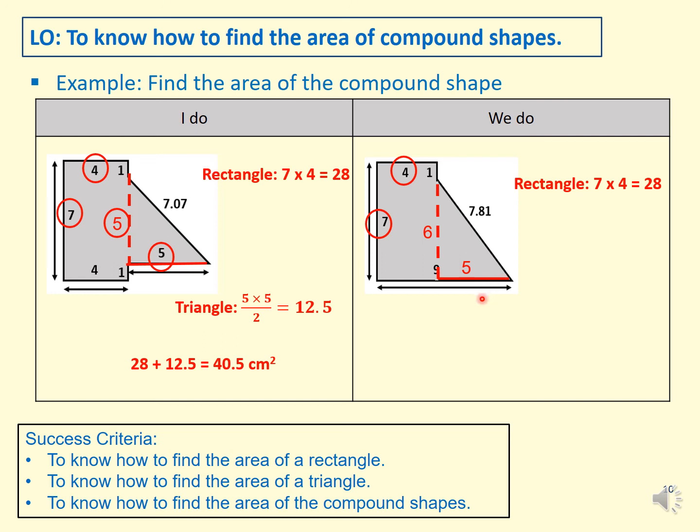Now, area of the triangle, 6 times 5, which is 30, and divide by 2, which is 15. So the area of the triangle is 15. Now to find the area of the compound shape, add them all up. So 28 plus 15 equals 43 centimetres squared. Perfect if you've done it right.